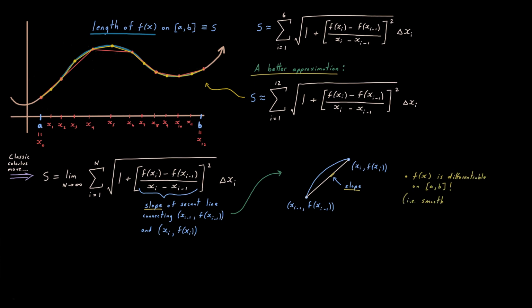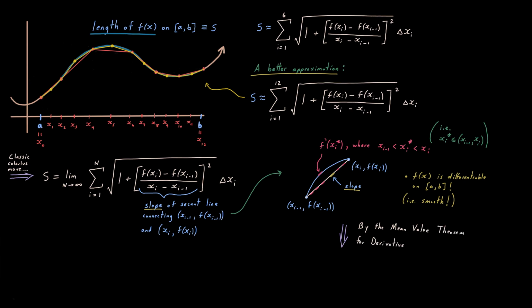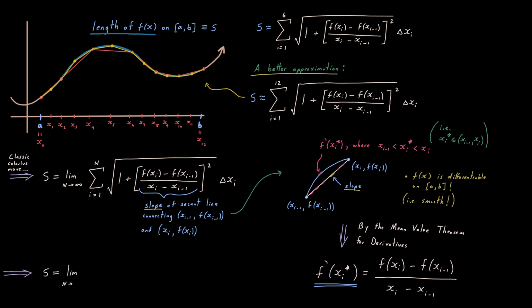But notice, again, this is why f of x being differentiable and smooth is important, because now I can employ something very useful. I know that the slope somewhere on the curve itself has to equal the slope of that secant line. That's essentially the mean value theorem for derivatives. We know that there's some x coordinate, x sub i star, in between x sub i minus 1 and x sub i, for which f prime of x sub i star will equal that bracketed term, the slope of the secant line. That x sub i star is strictly in between x sub i minus 1 and x sub i, not including the endpoints. We can say that because it's a differentiable smooth function. There are no sharp points in the middle.